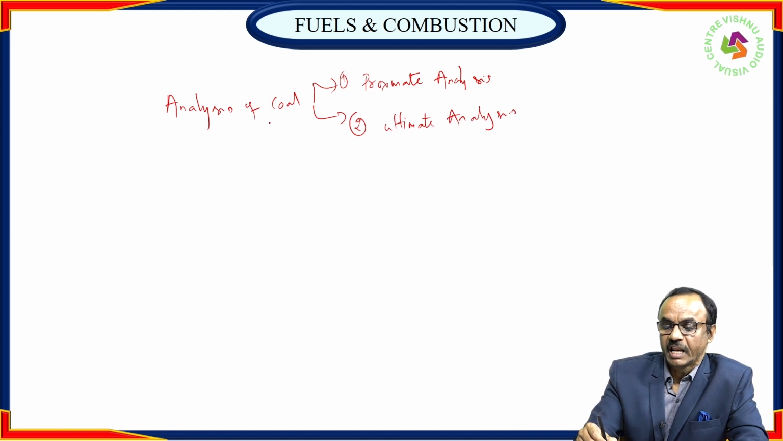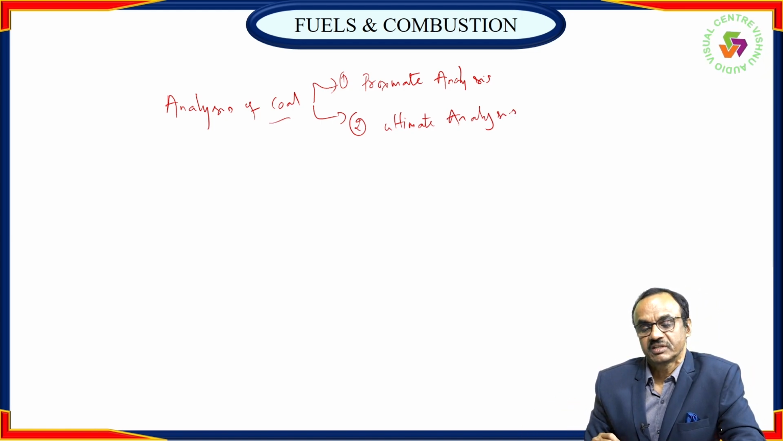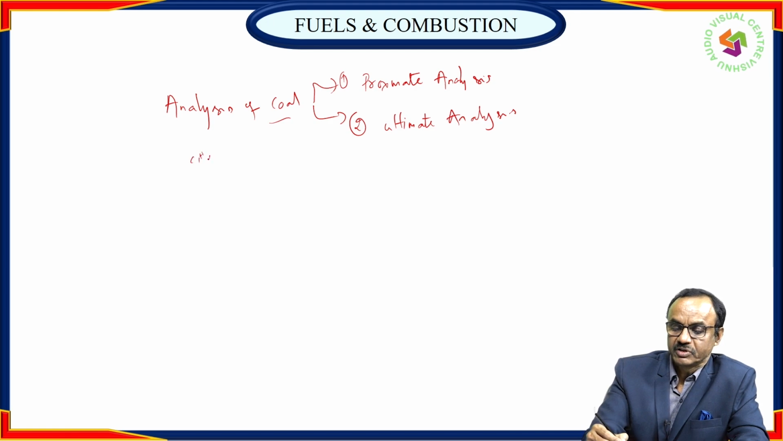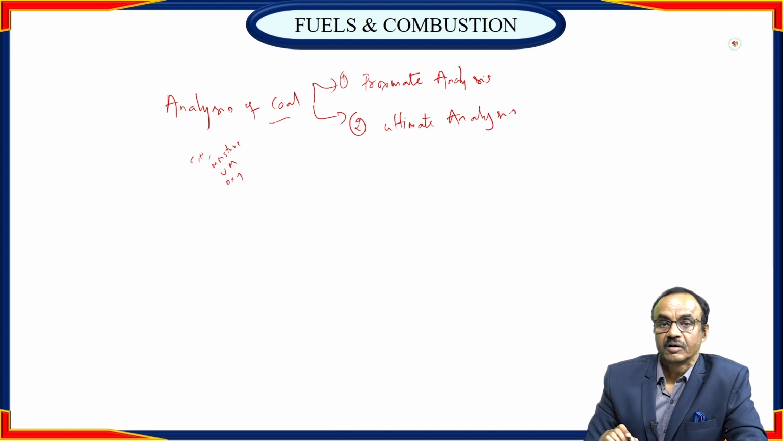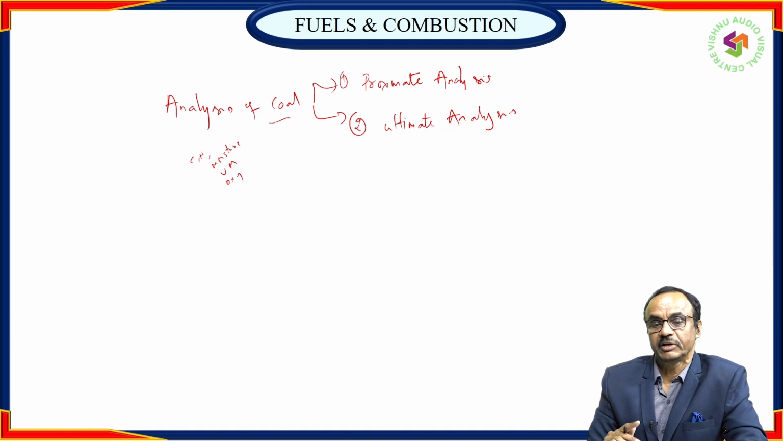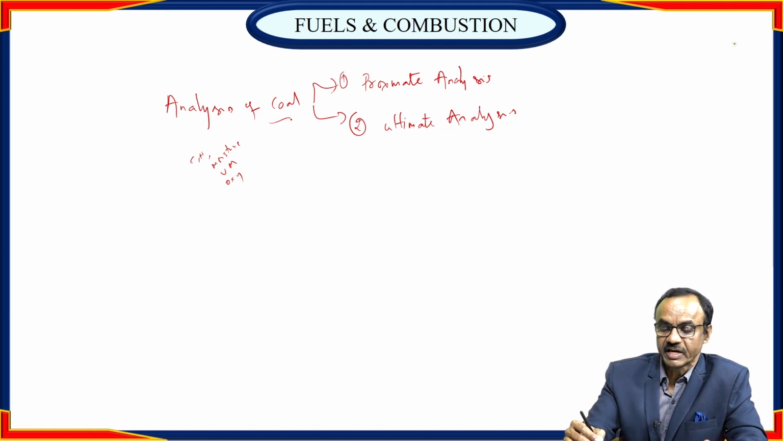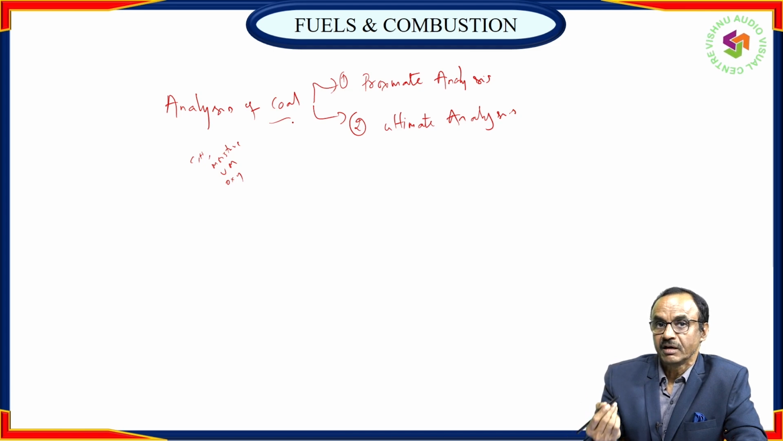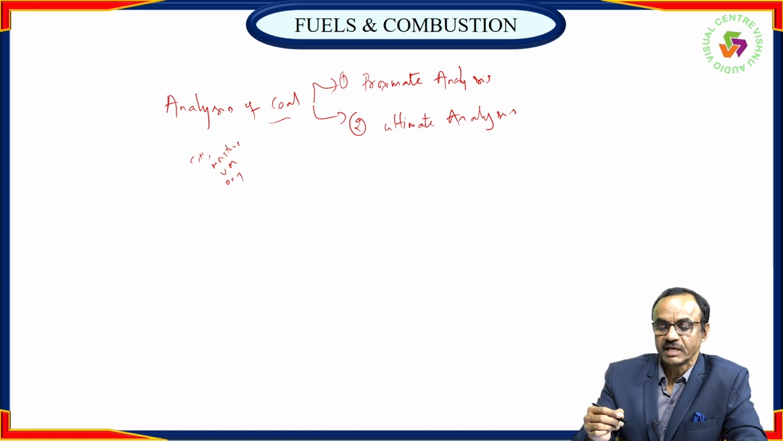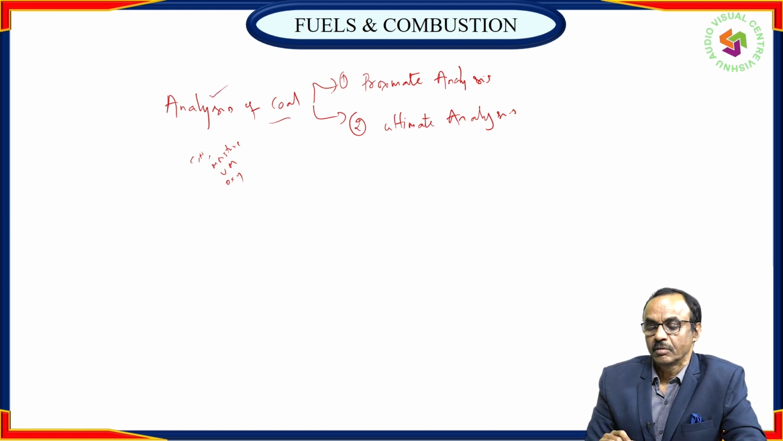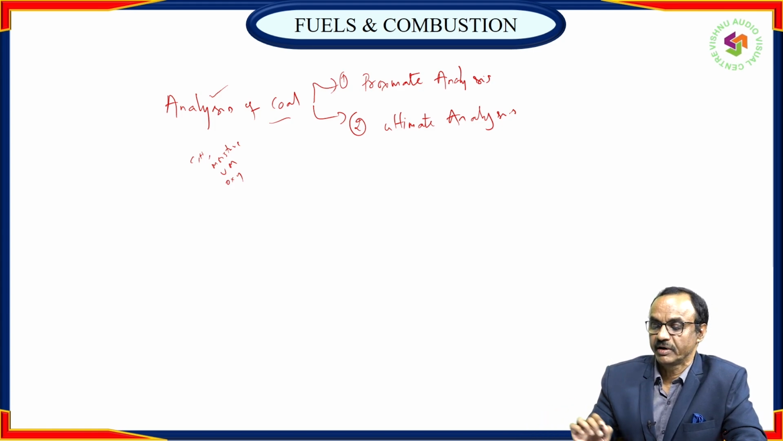Right? Analyzing the impurities, carbon, hydrogen, moisture, volatile matter, and oxygen present in the coal, determining accurately the impurities and main components like carbon and hydrogen in the coal, is known as analysis. Two methods we follow for analyzing coal: proximate analysis and ultimate analysis.